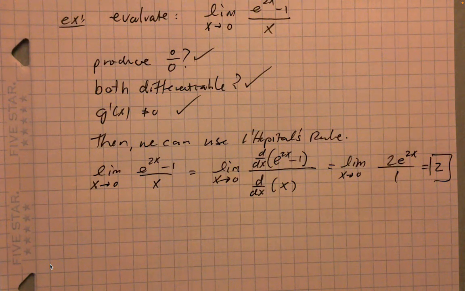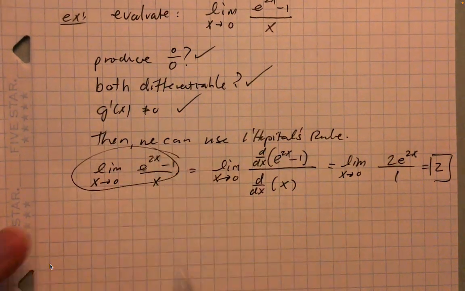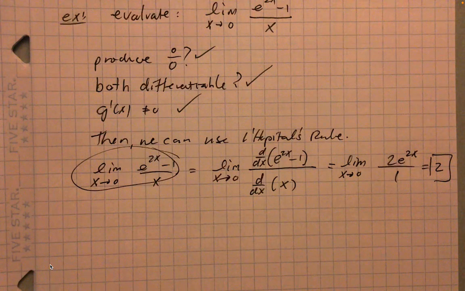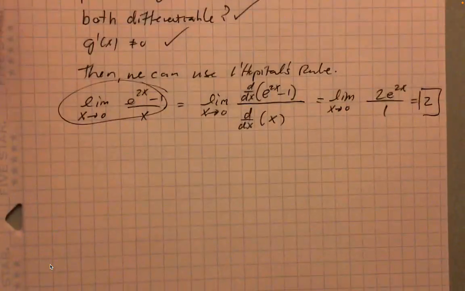And so this means that the initial limit that we were given is equal to 2 as well, right? That's L'Hopital's big theorem: we can differentiate the top and bottom, find the limit of that new ratio of functions, and the limit will be the same as the original. Okay, now notice a couple of things to be careful of here.